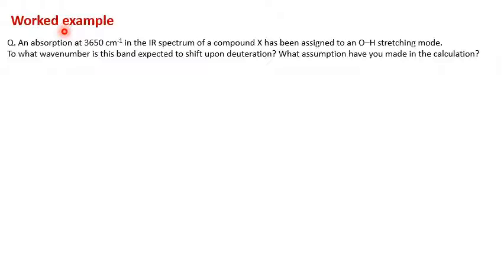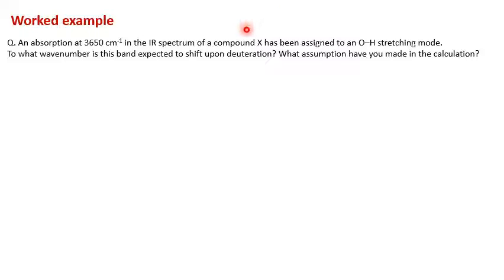Now let's try out an example based on this deuterium exchange reaction. The question says that an absorption at 3650 centimeter inverse in the IR spectrum of a compound X has been assigned to the OH stretching mode. To what wave number is this band expected to shift upon deuteriation? If you change this hydrogen to deuterium, like by the reaction with D2O, what will be the value of the wave number, changed from 3650 centimeter inverse? What assumption have you made in this calculation?